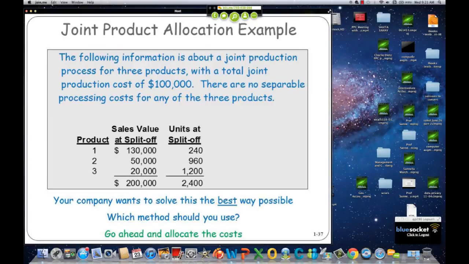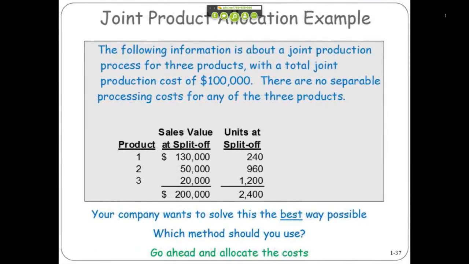How much is allocated to product 1? $65,000, 65% of the total cost. Product 2? $25,000, and product 3? $10,000.